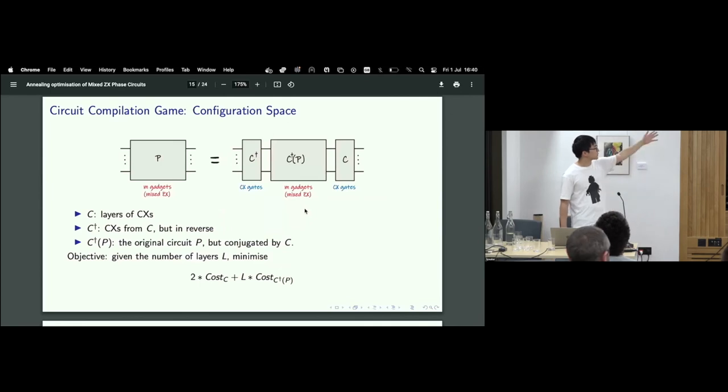So now we have this optimization game, right? Someone builds a circuit using these phase gadgets, and now the question is what sequence of CNOTs do you apply at the beginning and at the end, such that the number of legs is minimized. More specifically, you need to think about how the legs translate to the number of CNOTs, because we're architecture aware. So this is, in simple terms, a cost metric. Two times, because you have CNOTs at the beginning and at the end, and L, because we repeat L layers.